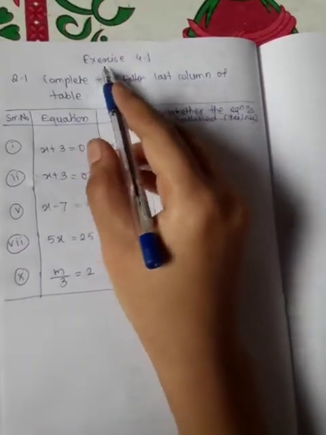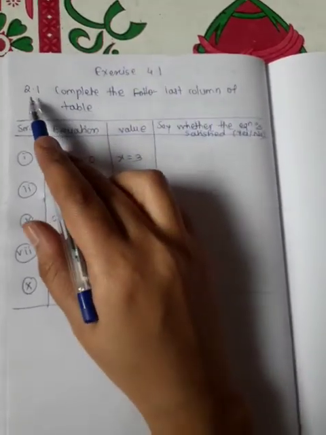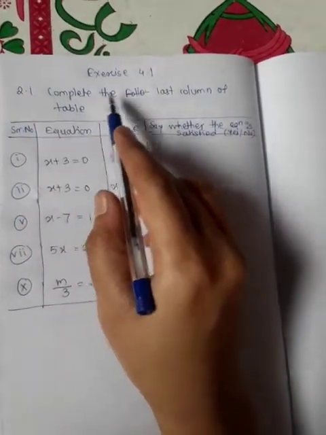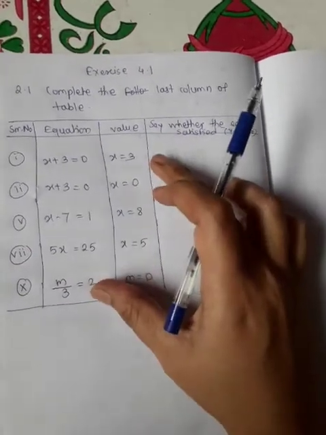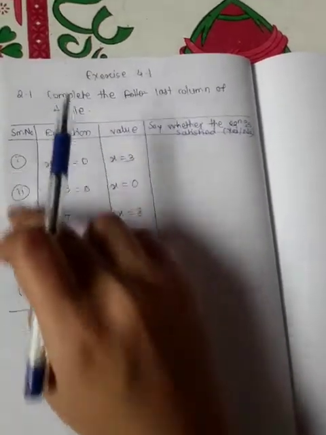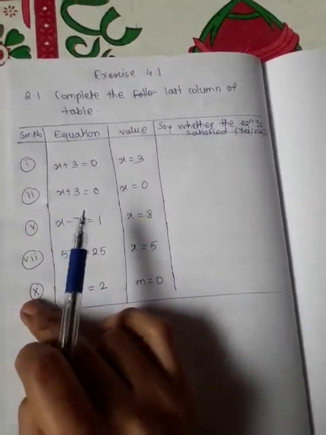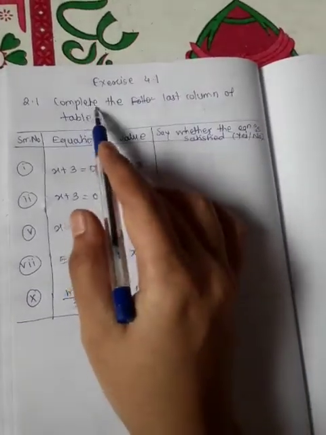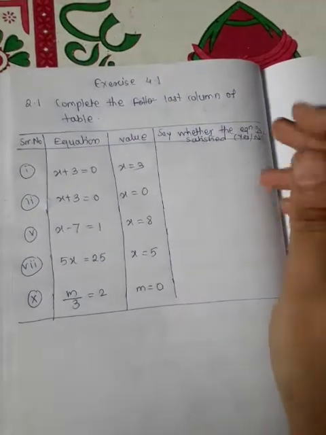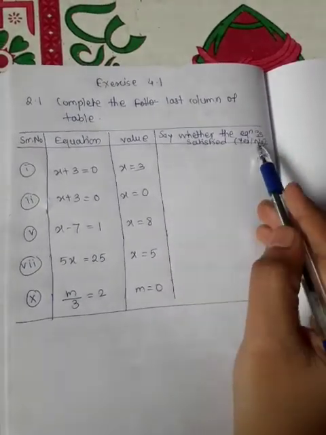Let's solve exercise questions from exercise number 4.1. So there is question number 1: complete the last column of the table. In that table they have given 11 sub-questions, but I will explain 5 sub-questions, and the other sub-questions you can try. Okay, so here we have to complete the last column. In the last column we have to say whether the equation is satisfied, meaning yes or no.